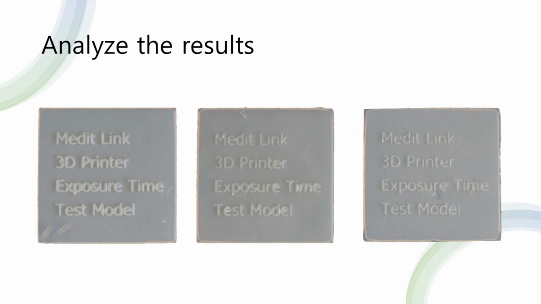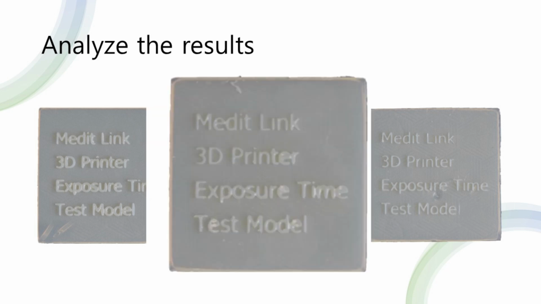The key to success lies in the precise adjustment of exposure time, as both overexposure and underexposure can significantly affect the text's clarity. There are 3 photographs that demonstrate the importance of fine-tuning exposure time. The central photo represents a perfect outcome where the text is crisp and accurately rendered.